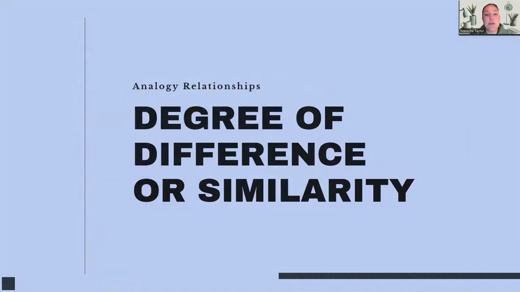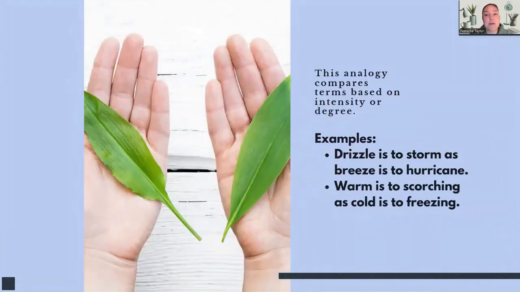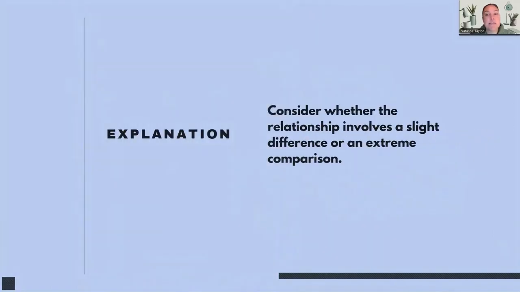Analogy relationships, degree of difference or similarity. This analogy compares terms based on intensity or degree. Examples: drizzle is to storm as breeze is to hurricane. Warm is to scorching as cold is to freezing. Explanation: consider whether the relationship involves a slight difference or an extreme comparison.